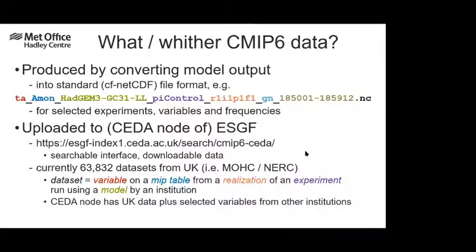And here by data set, I mean a single variable on a specific MIP table from a realization of an experiment run using a model. So if any one of those things is changed, then it's a different data set. That explains why we've got so many of those things. And finally, I should say that the CEDA node, besides containing all the UK data that we've produced so far, also has selected variables, the top 20, if you like, or top 80 variables from other institutions run by other models as well. But the whole of the ESGF has got all of the CMIP6 data uploaded already.